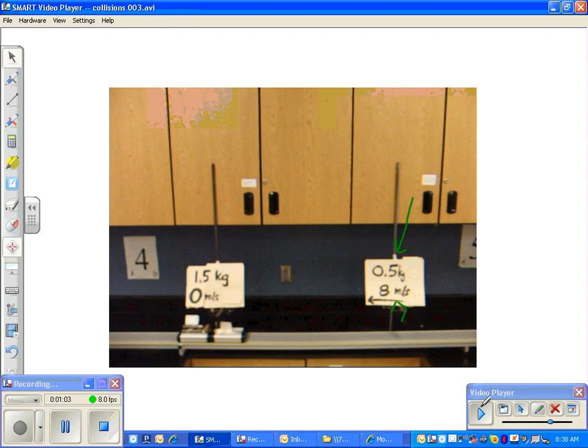And so this is called an inelastic collision. In fact, this is called perfectly inelastic. Okay, so this is perfectly inelastic. And the definition of perfectly inelastic means that the two objects stick together and they roll as one object.